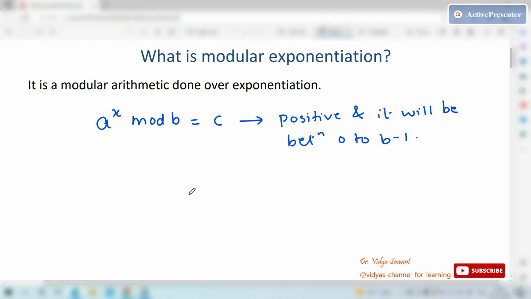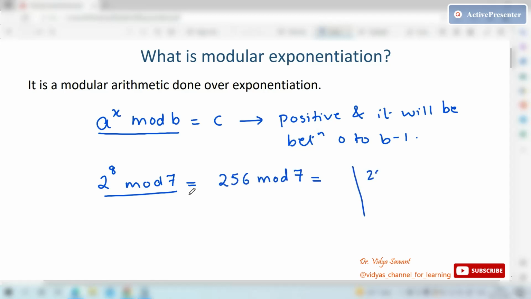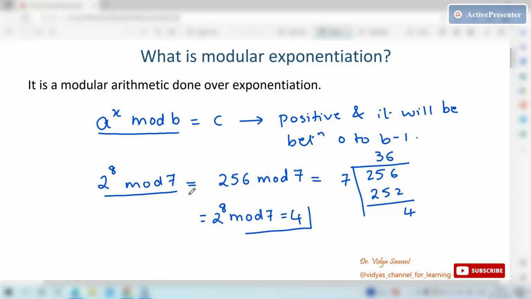Now, if it is a small numerical like 2 raised to power of 8 mod 7, you can just solve it in the similar way that we solved in the previous video. So 2 raised to power of 8 is 256 mod 7. If you divide 256 by 7, 7 into 36 gives us 252 and the remainder is 4. Therefore, the answer to the given question, 2 raised to 8 mod 7, is equal to 4.